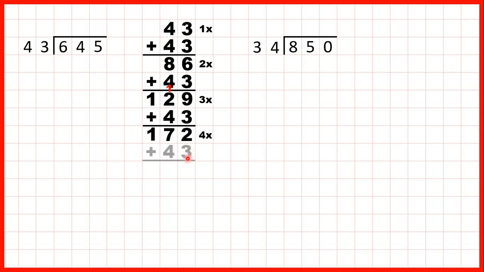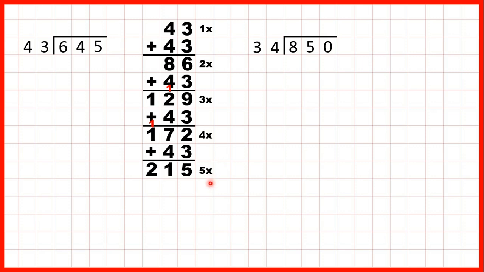43. So if we add another 43, 2 plus 3 is 5, 7 plus 4 is 11, so 1, 1, and 1 plus 1 is 2. So we get 215 for 5 times 43. And we can be confident that we haven't made any mistakes with the addition, because remember, 5 times any number always ends in a 0 or a 5, and 215 ends in a 5.